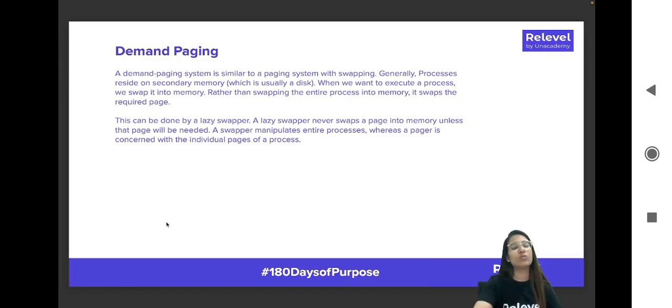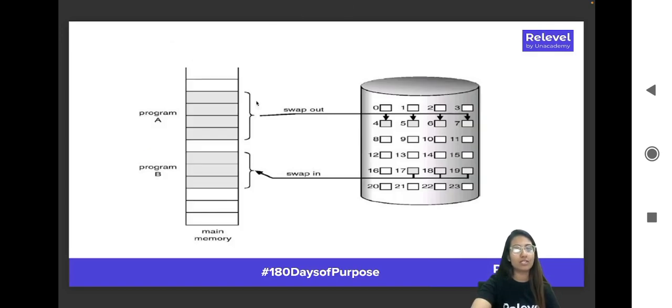Otherwise, we are not going to load it. That's what the concept is about: lazy swapper, which is a part of demand paging. So paging, but paging on demand, right? Putting pages in the memory on demand is known as demand paging. So this is the small pictorial representation for that.